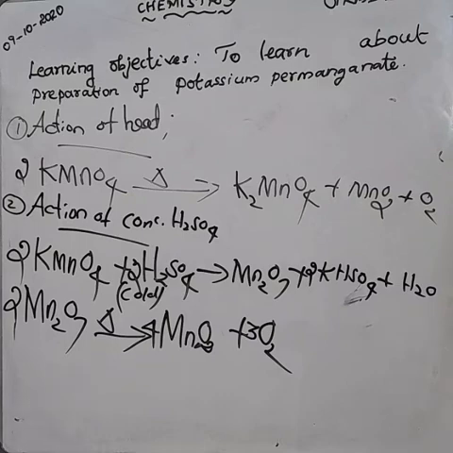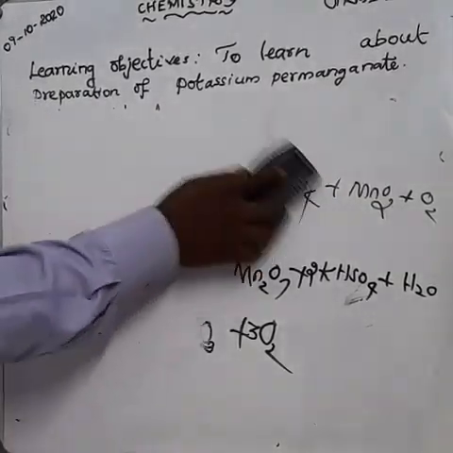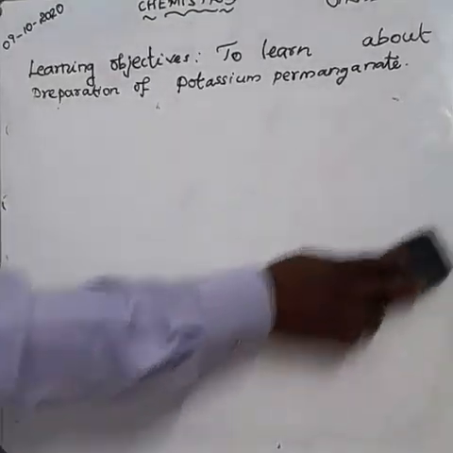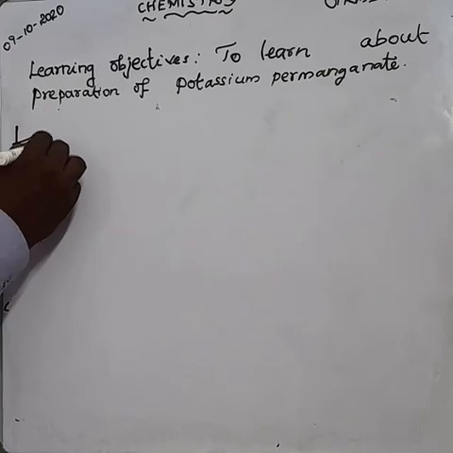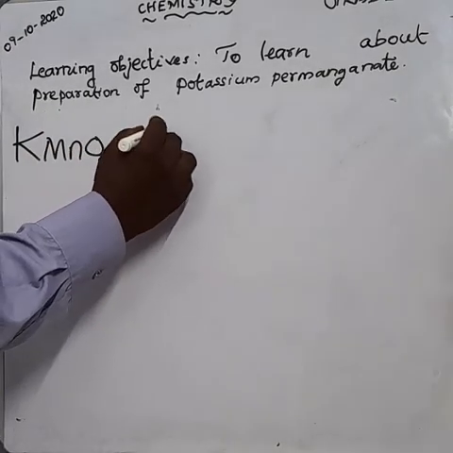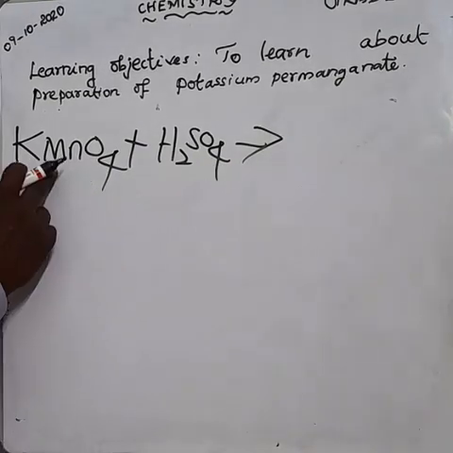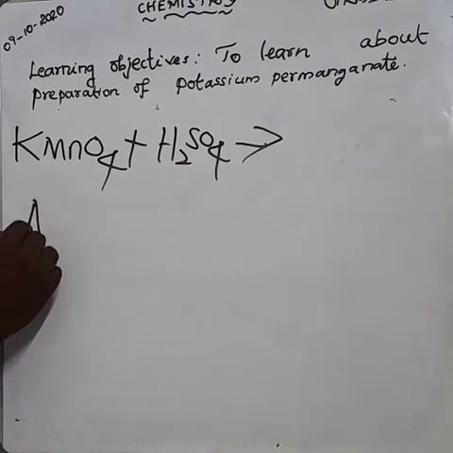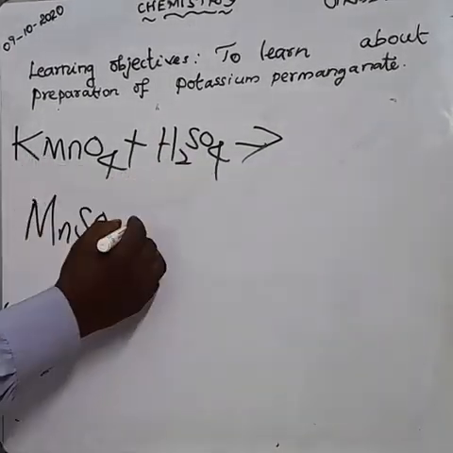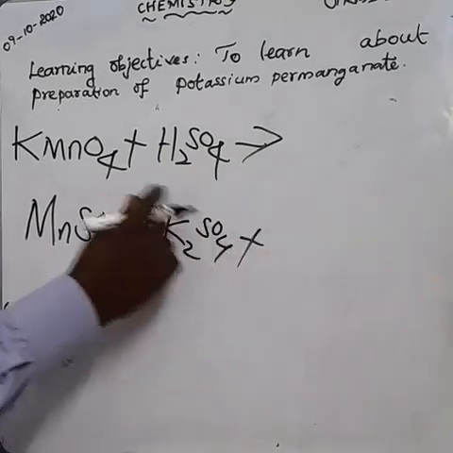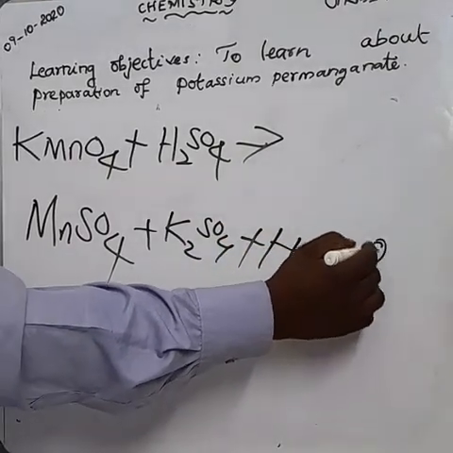Okay. Next about potassium permanganate reacts with hot concentrated sulfuric acid. Potassium permanganate, KMnO4, reacts with hot concentrated sulfuric acid. Mn combines with the sulfate to form MnSO4. Potassium combines with sulfate to form K2SO4, and also hydrogen combines with oxygen to form water, and also the evolution of oxygen.